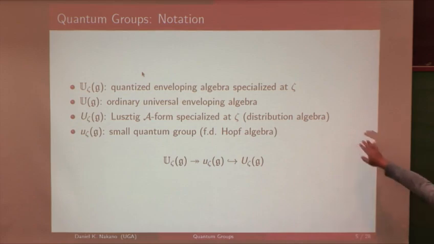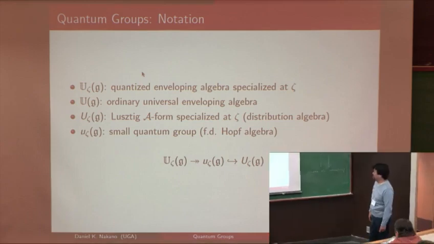So this other U zeta is just the Lusztig A form that was introduced in the last talk. This involves the divided powers, and then you specialize things at zeta. So this is the analog of the distribution algebra for an algebraic group, the hyperalgebra.